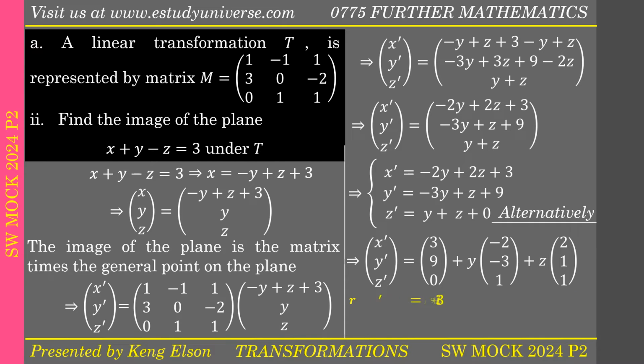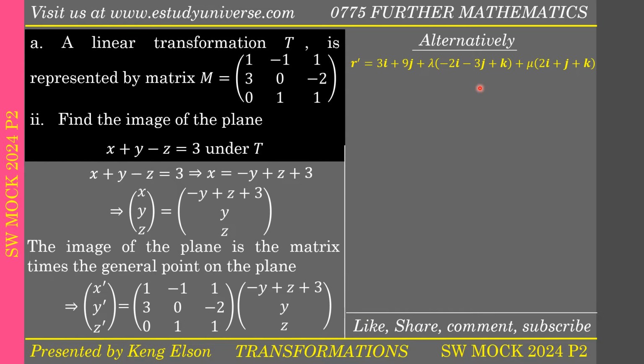So this, like I said, is a vector equation of the plane, and we can write it as 3i plus 9j, then plus, in place of y, just replace it with another parameter lambda, times negative 2i minus 3j plus k, plus in place of z, I replace it with mu. Then I have 2i plus j plus k.